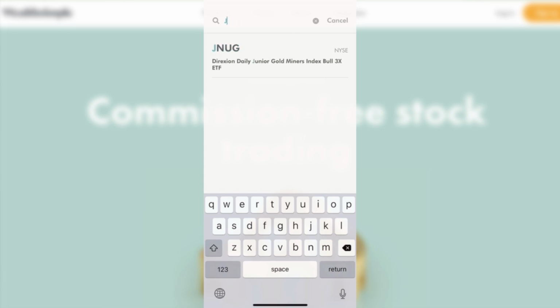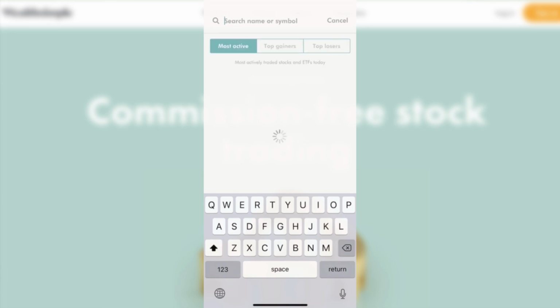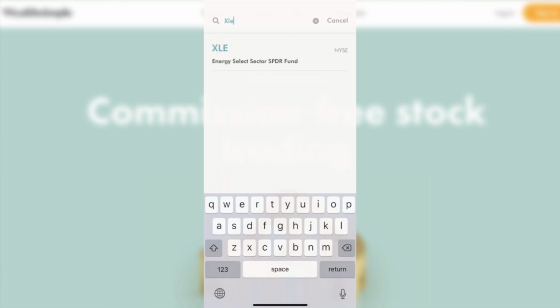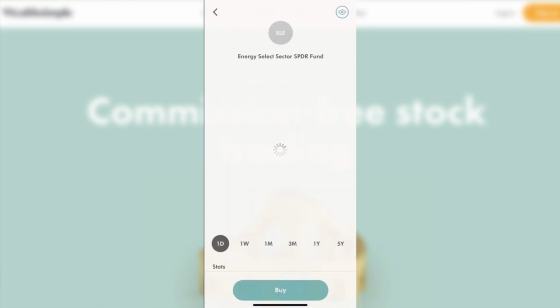Let's see if they have LABU, the biotech ETF. Nope, no LABU. That's outrageous. Do they have the financials? They do. XLE, the energy sector. Okay, they have that. That's great.